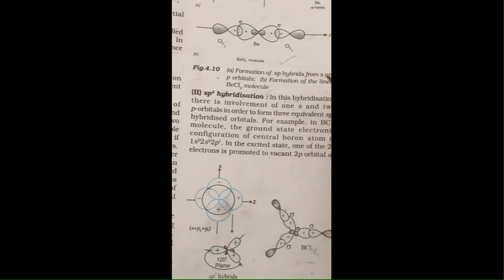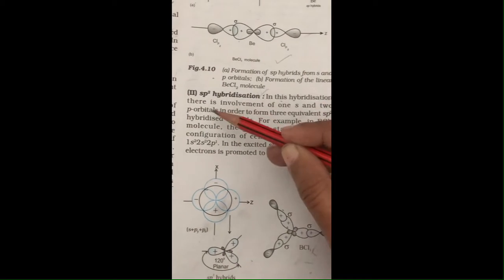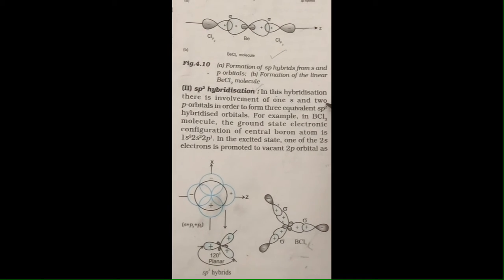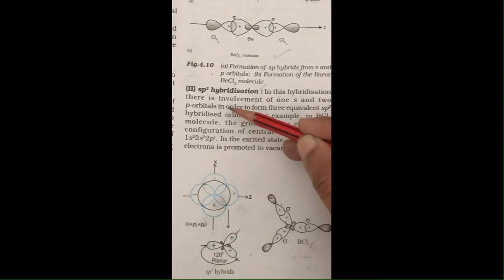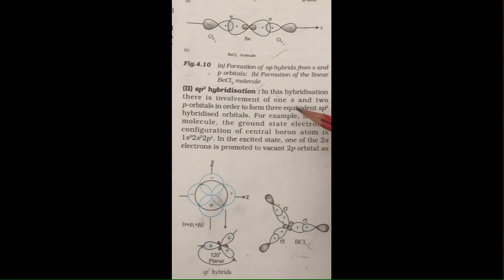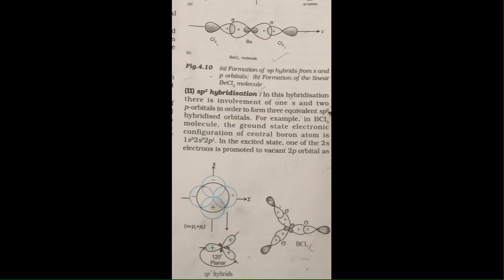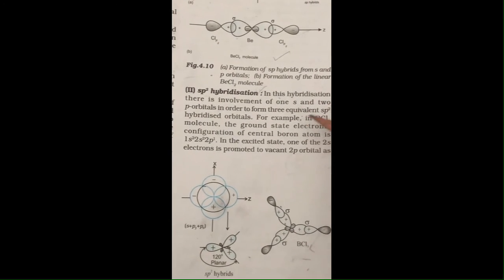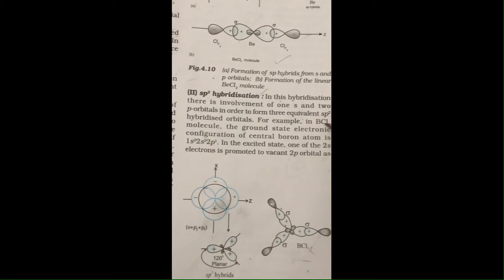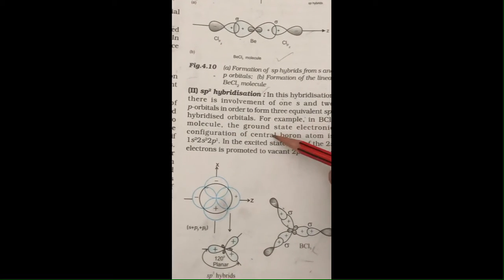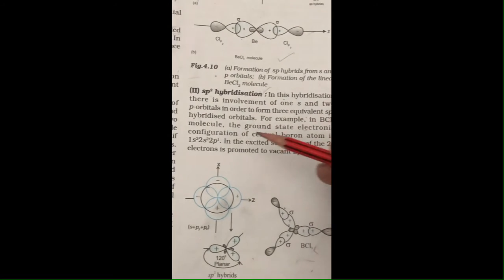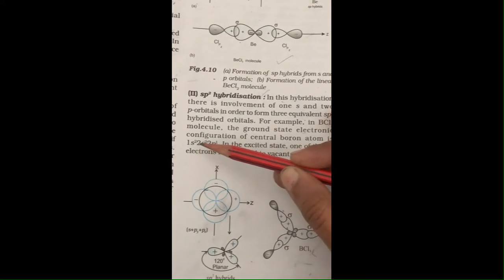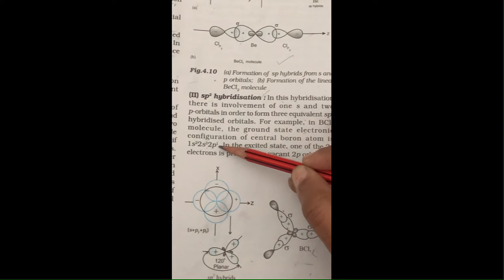So let's start. In this hybridization there is the involvement of one s and two p orbitals in order to form three equivalent sp2 hybrid orbitals. For example, in the boron trichloride molecule, the ground state electronic configuration of the central boron atom is 1s2, 2s2 and 2p1.